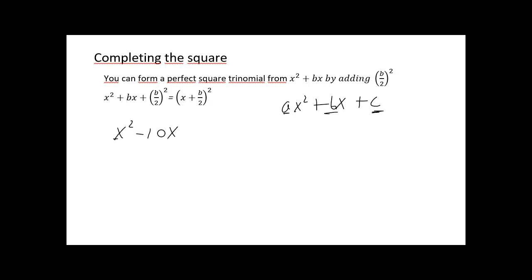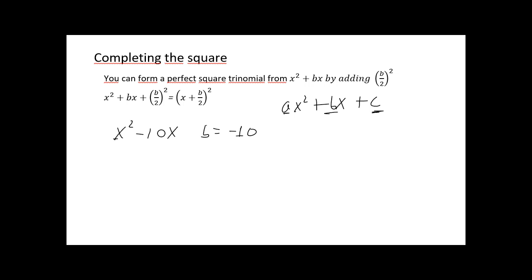Which values do we have here? Remember, we are interested in finding the value of b. That's going to be the value next to the x. The value of b is equal to negative 10. Then we need to apply our formula.